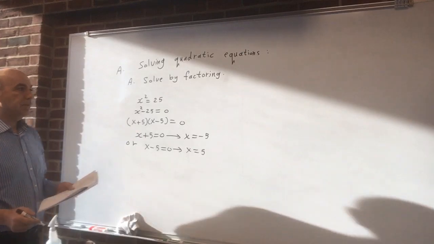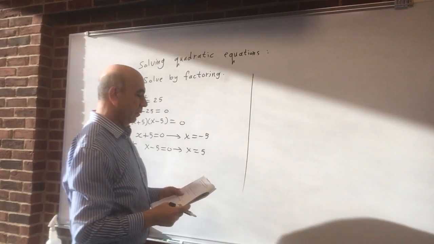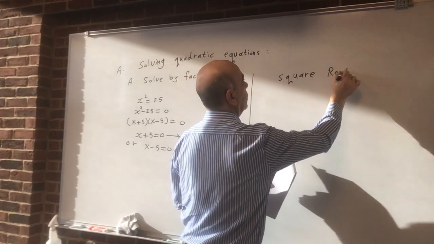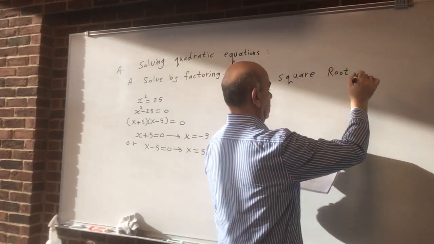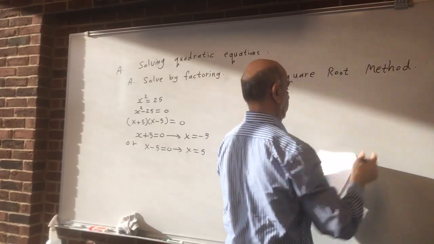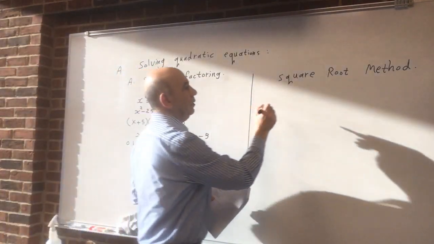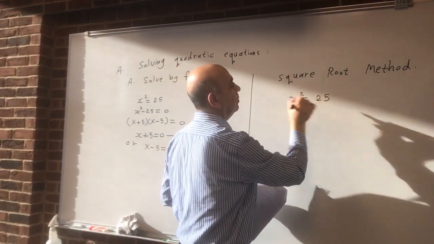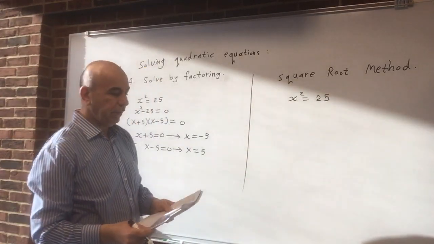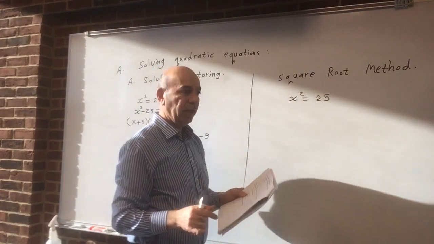Square root property. This is another method called the square root method. If we have the same equation, x squared equals 25, to solve the equation by this method, first isolate the x squared. So now x squared is isolated.